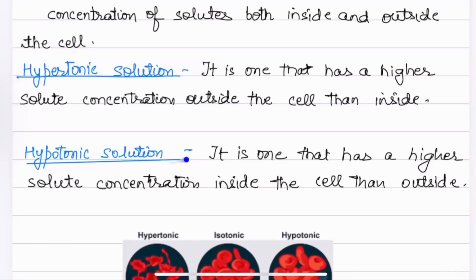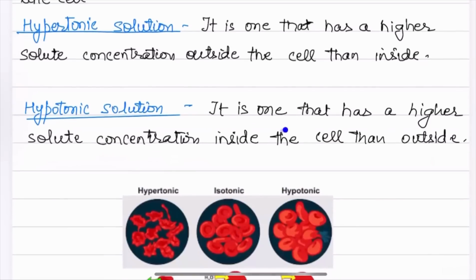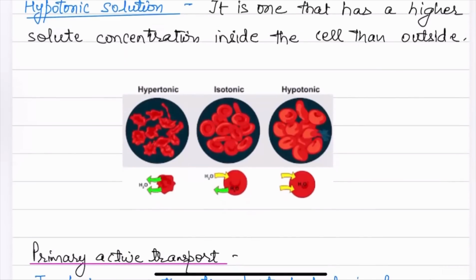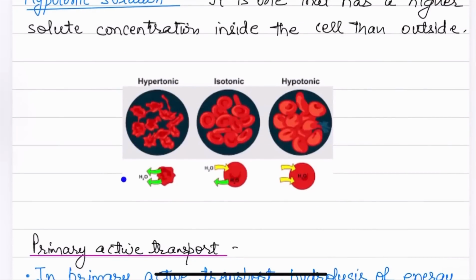The hypotonic solution is the one that has higher solute concentration inside the cell than outside. So since water is moving from outside to inside, that's why in the hypotonic solution, the cells are swollen. So in hypertonic solution, water moves out of the cell. In isotonic, no net movement. In hypotonic, water moves inside the cell.